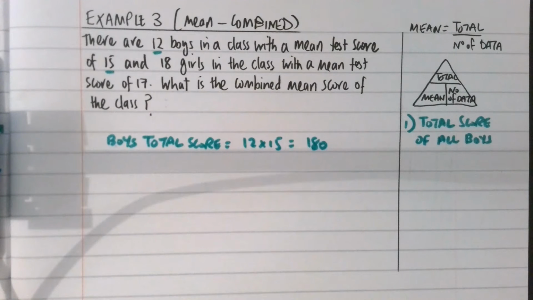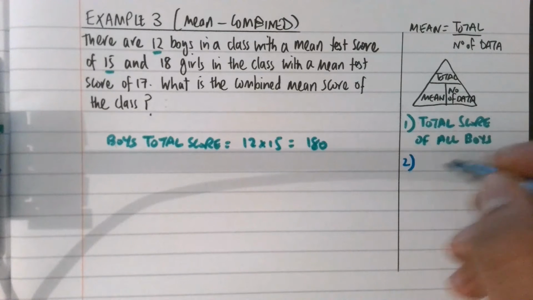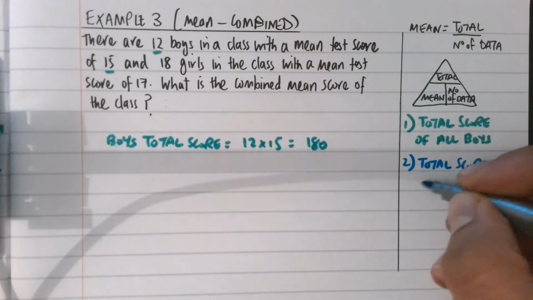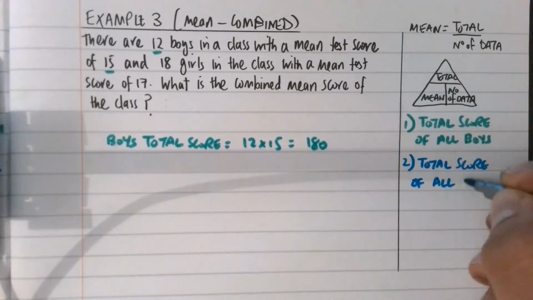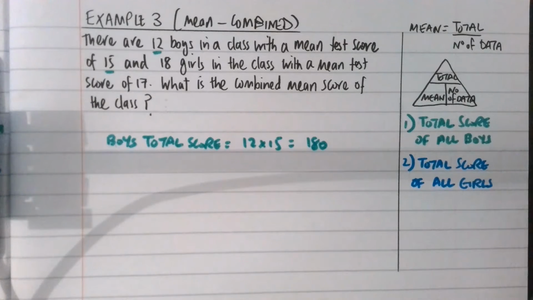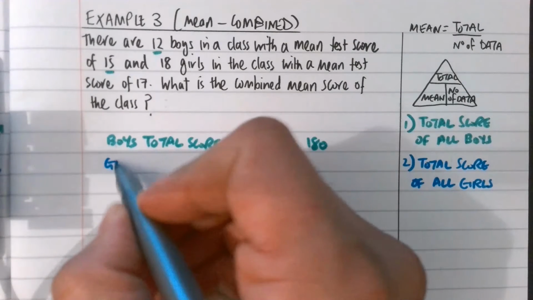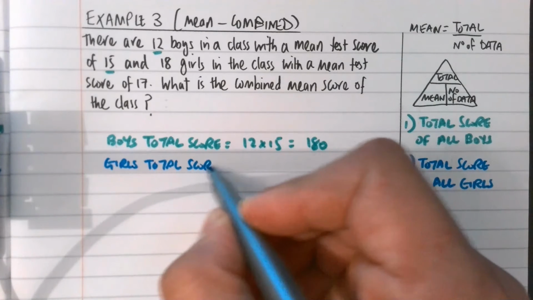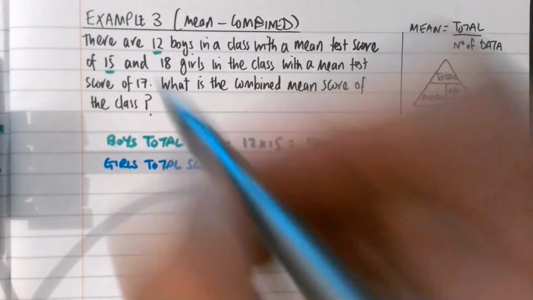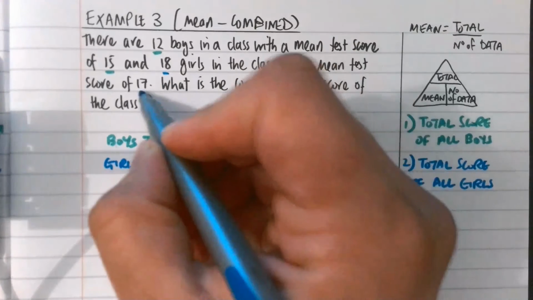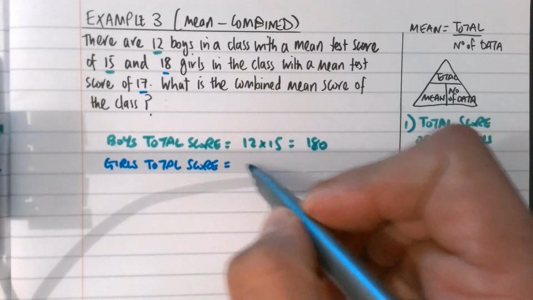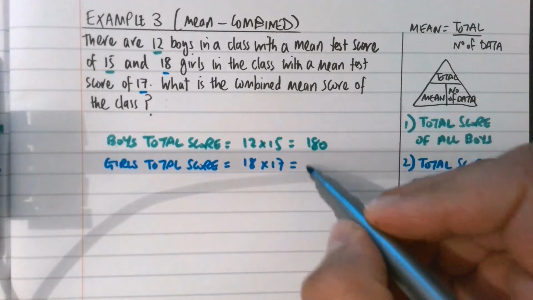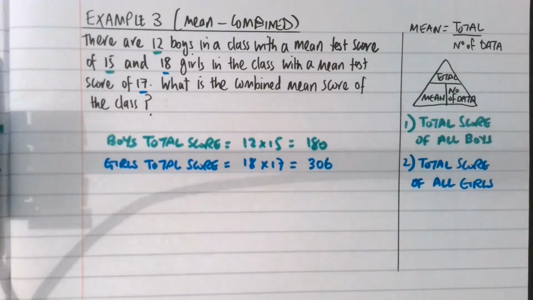Now we're going to do the same thing for the girls in the class, and we're going to work out the girls' total score, and that'll be the second step. Total score of all girls is our second step. So the girls' total score is going to be given by multiplying the mean, if we look at our triangle, by the number of data. So the mean of the girls is 17 and the number of girls in the class is 18. That's the number of data. So you've got 18 times 17 and that's going to be 306.